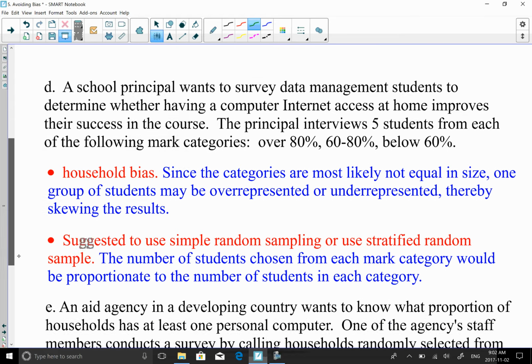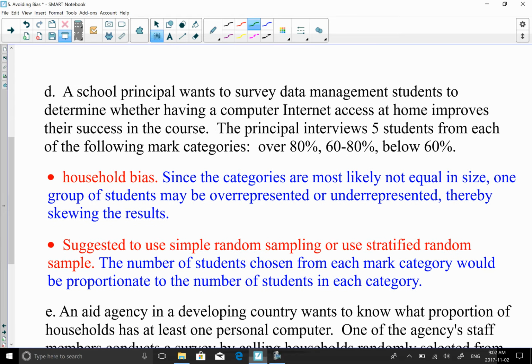So since the categories are most likely not equal in size, one group of students may be overrepresented or underrepresented, and therefore skewing the results. Okay. So it's not likely that you have the same number of students in over 80 as in 60 to 80 and below 60. So using a simple random sample or a stratified random sample, the number of students chosen from each mark category would be proportionate to the number of students in each category.